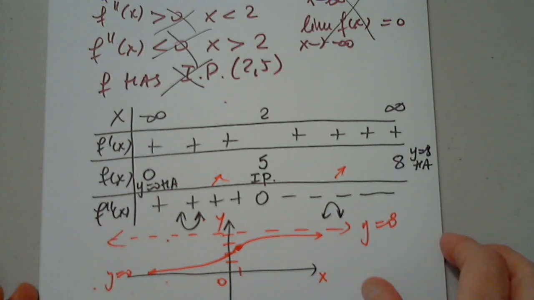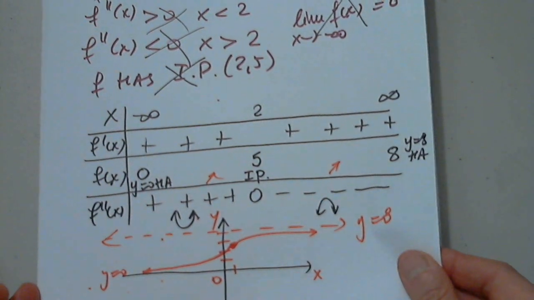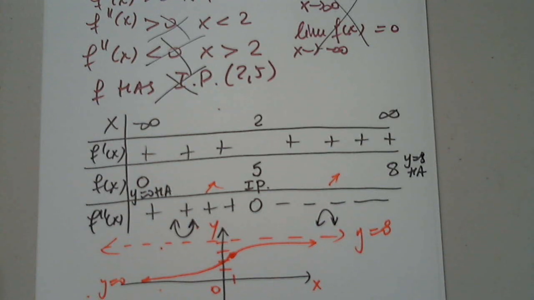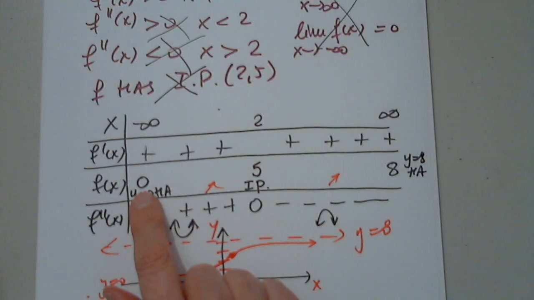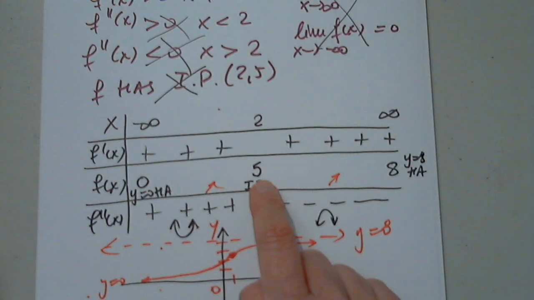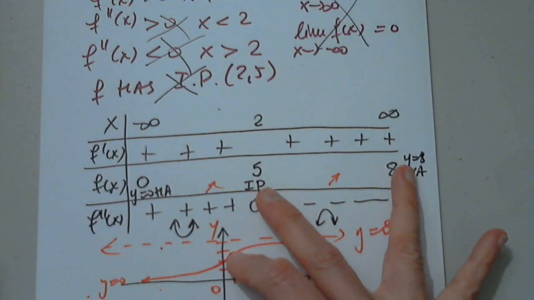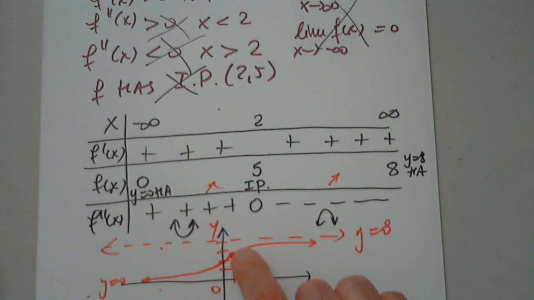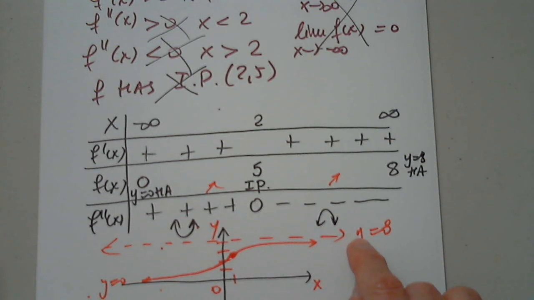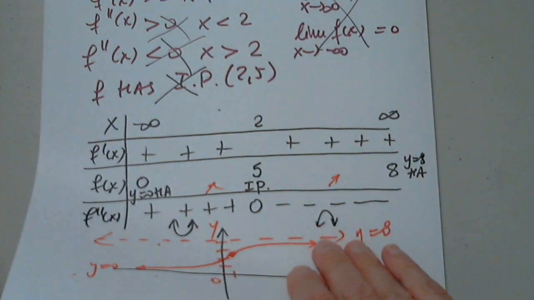Any questions on this? Could you re-explain when you drew the graph? I followed the table. It's coming from 0, increasing to 5, opening up. From 5, increasing to 8, opening down. Okay. Very good. Next questions, please.